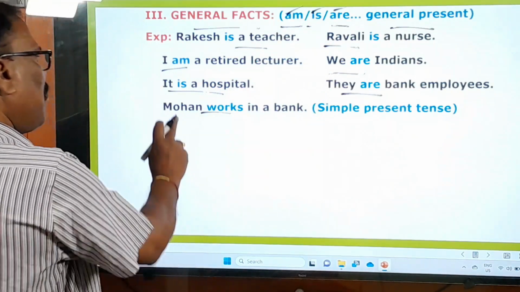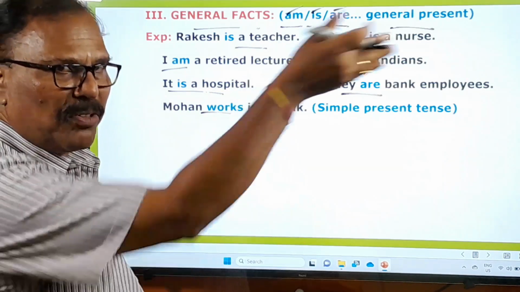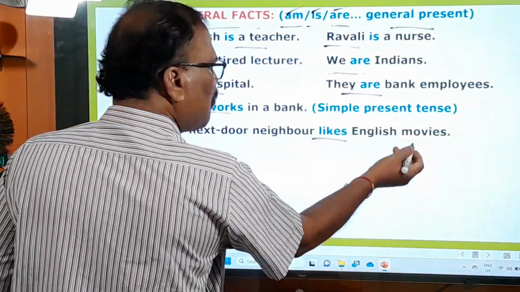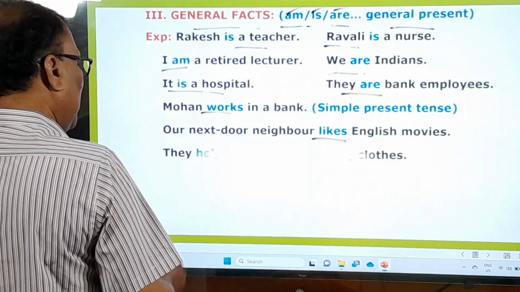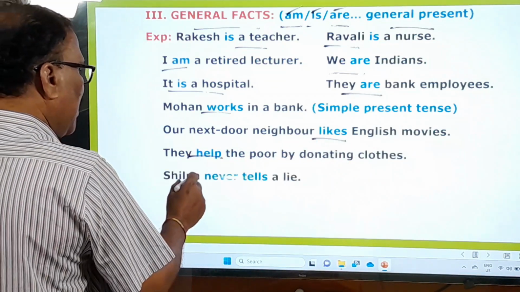Please see the difference. Mohan works in a bank. Mohan oka bank lo panchestadu. You naminappudu vandule panchestadu. It's a fact, right? And then our next door neighbor likes English movies. It's a general fact. They help the poor by donating clothes. It's a fact. Okay.